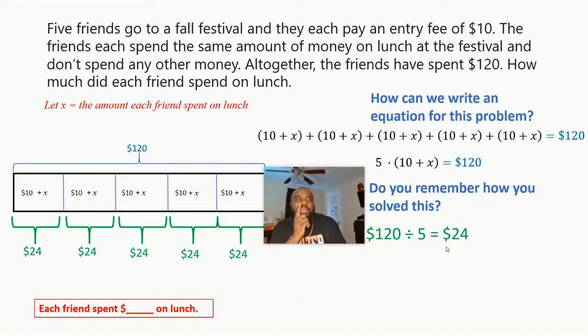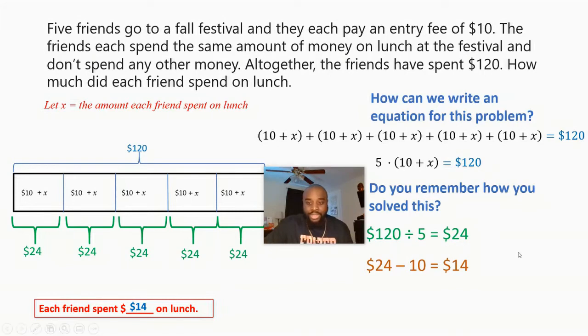What's the next step, though? After we know that it's $24 that everybody's going to spend, we also know that they each already spent $10 to get in. So what do I need to do to figure out the amount of money that they spent on lunch? Well, simple. I would just take that $10, subtract it from the 24 that each of them will already have to spend anyway, and that's going to give me a value of $14, remember? So that's how we found out that each friend will be able to spend $14 on lunch.